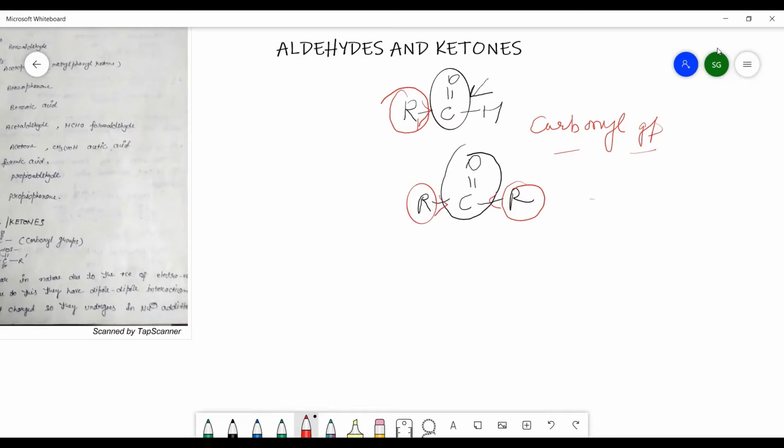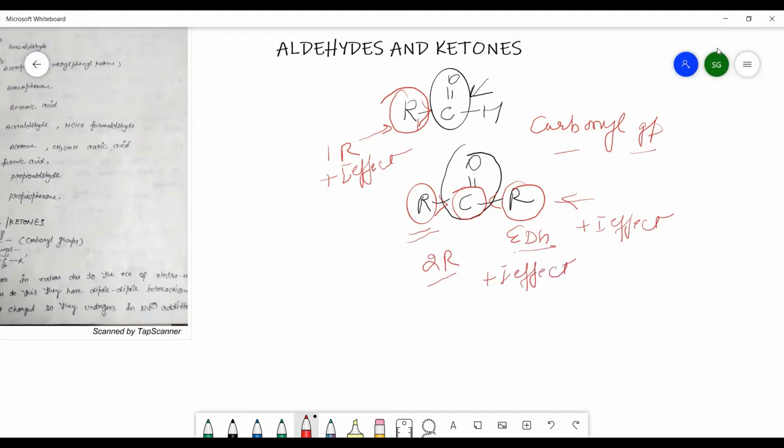And we are showing the arrowhead like this towards the carbon atom because R is an electron donating group and it will increase the electron density around the carbon atom, which is called the plus I effect. So in case of aldehyde, there is one R group showing plus I effect, and here the two R groups are present which show plus I effect. So this is one of the parts related to the carbonyl group.